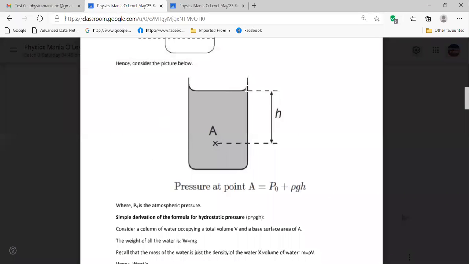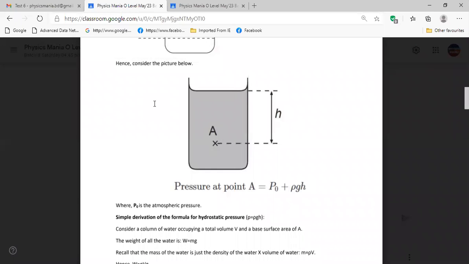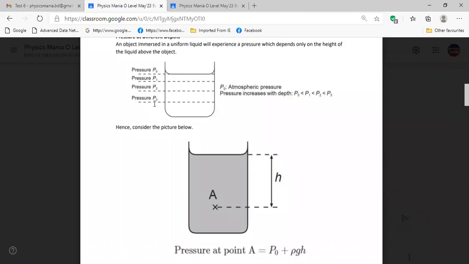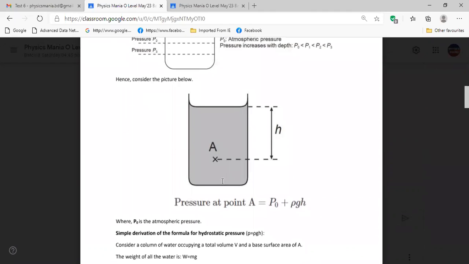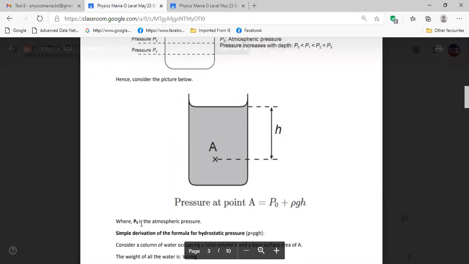Now draw this diagram, then write this formula, and also write where P naught is the atmospheric pressure.